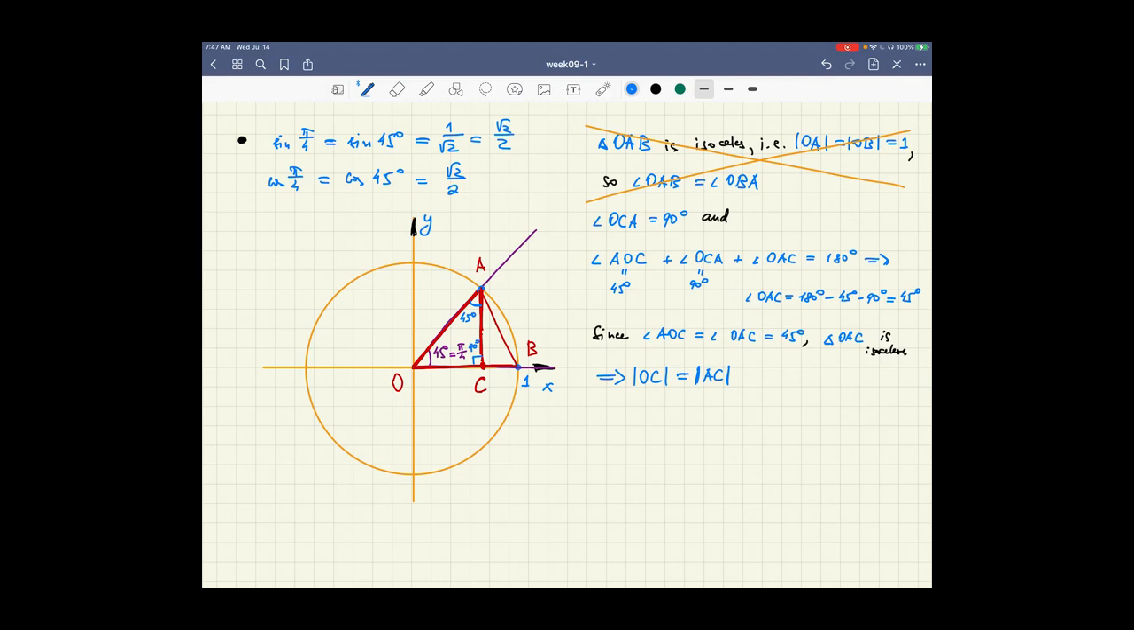That, by the way, immediately implies that sine and cosine of 45 degrees are equal, because the length of OC is cosine 45 degrees, and the length of AC is sine of 45 degrees. And as we concluded, they're equal. Let's say both are equal to some x.